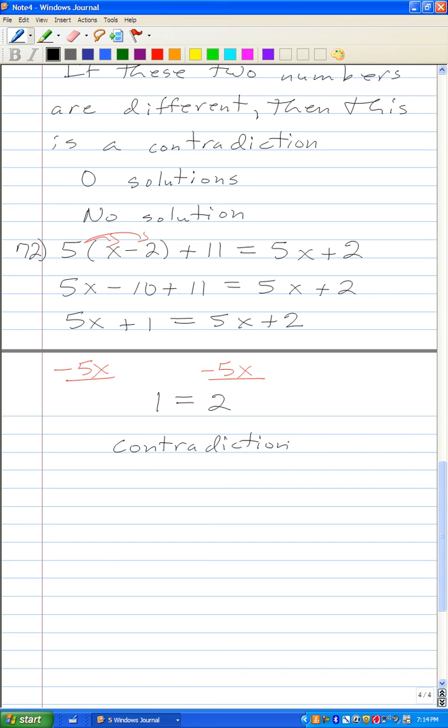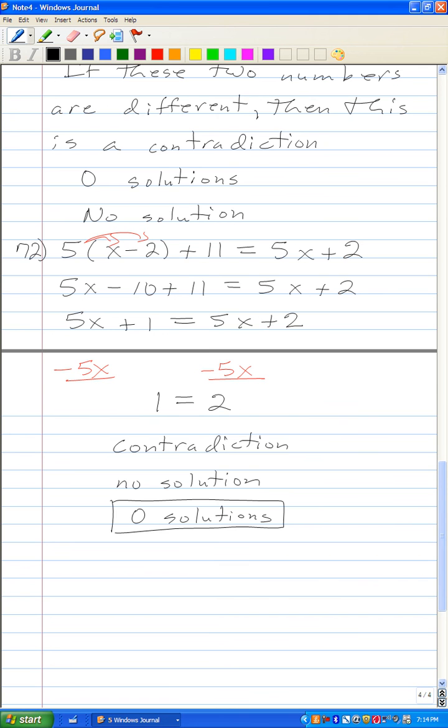And so this has no solutions. They were asking us if it has 0 solutions, an infinite number of solutions, or 1 solution. So in this case, it has 0 solutions. And that's what they were actually asking us. So that is your answer.